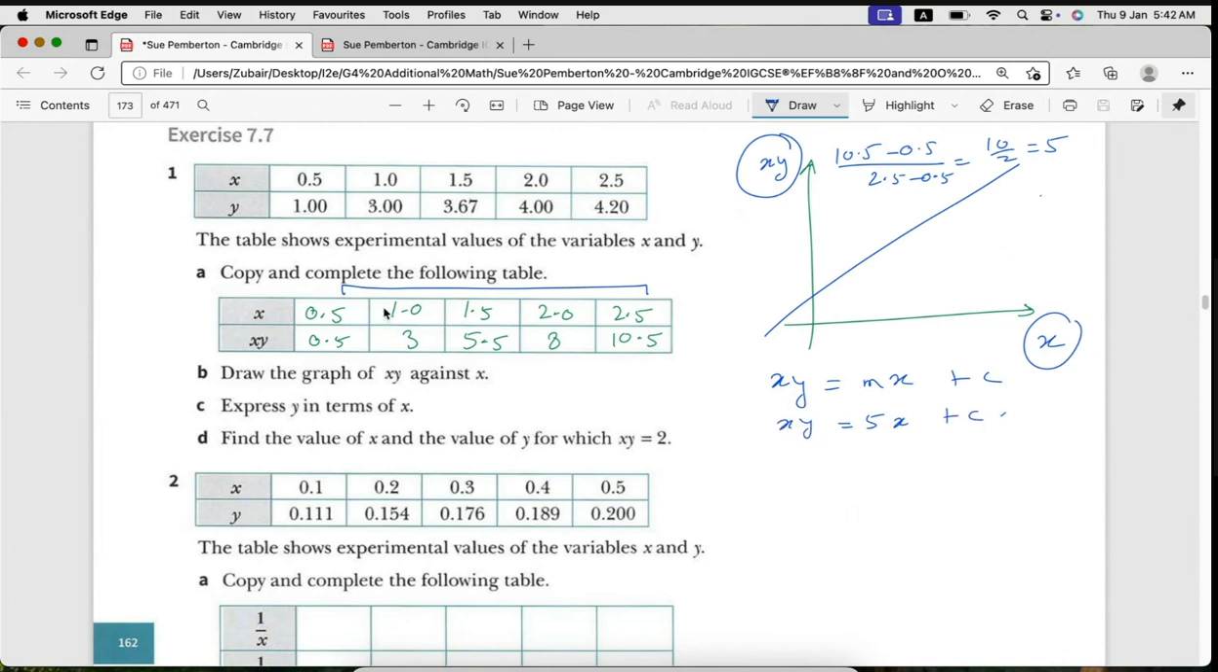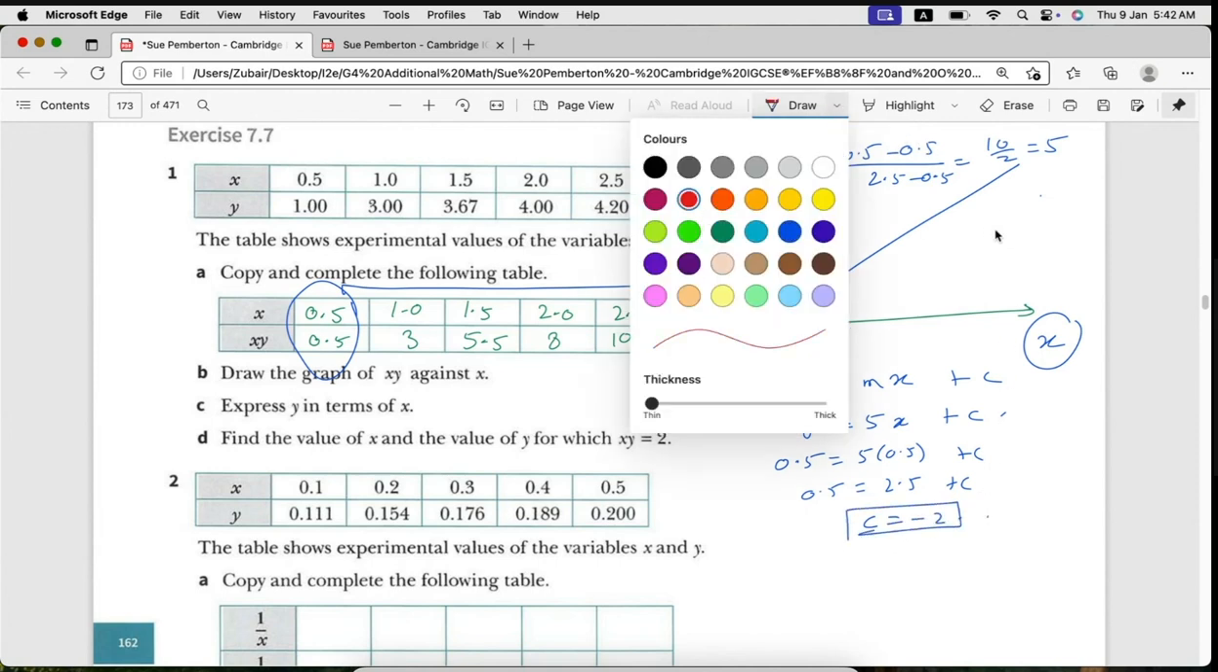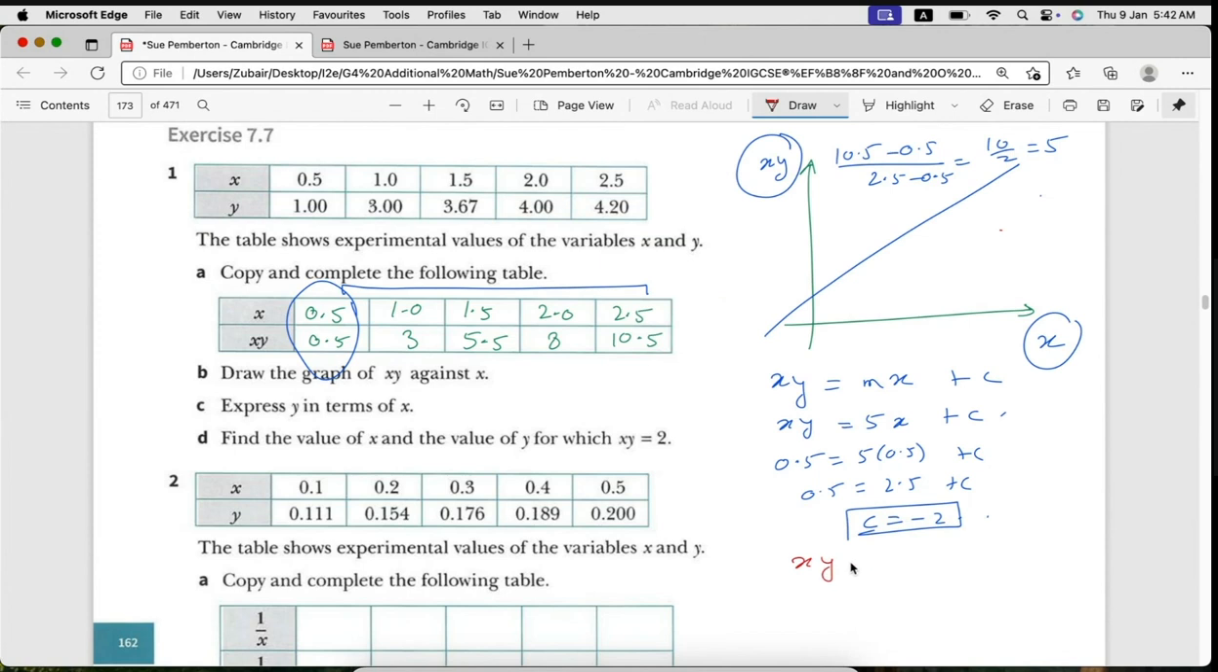And I'm using this first value for c. xy is 0.5, x is 0.5, so c: 0.5 equals 2.5 plus c, so c is equal to minus 2. Finally, the equation looks like xy is equal to 5x minus 2. Express y in terms of x.